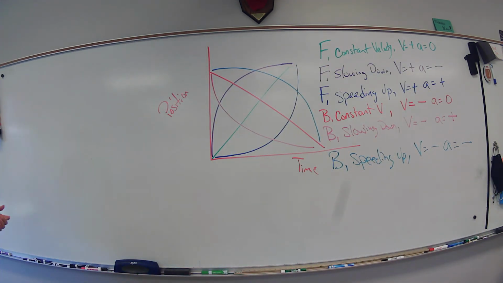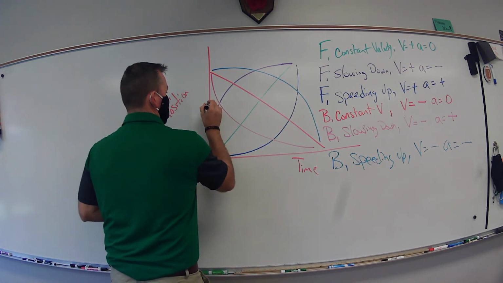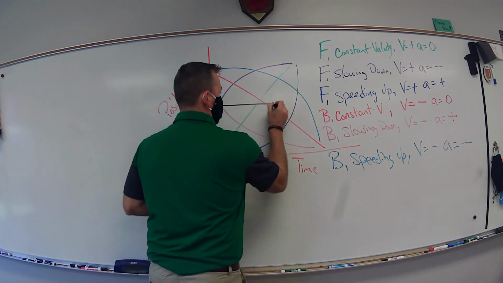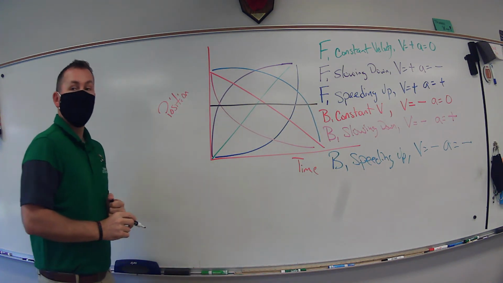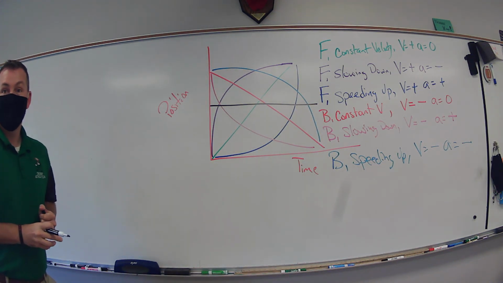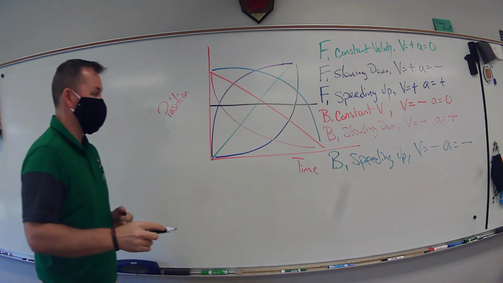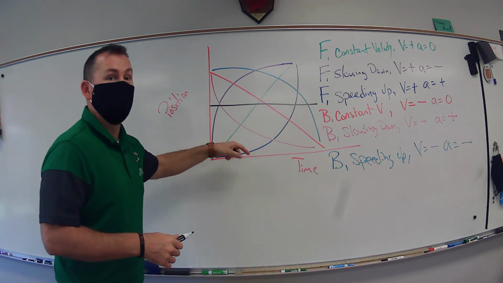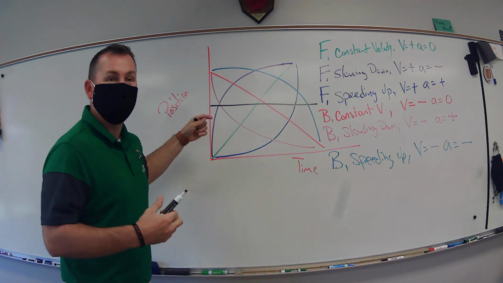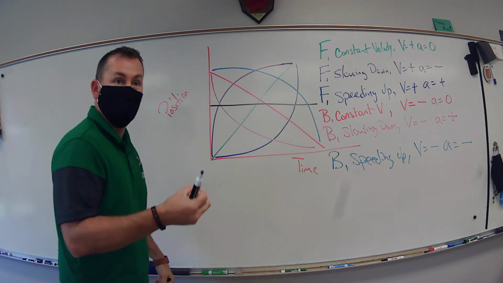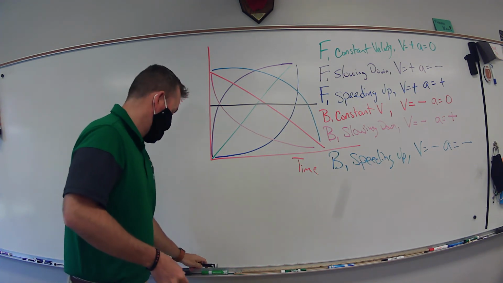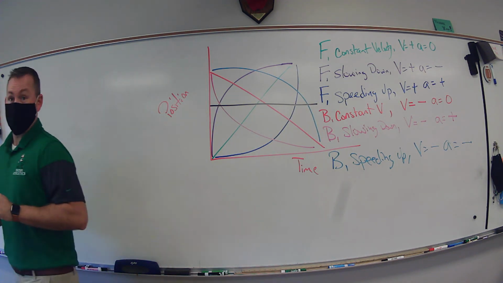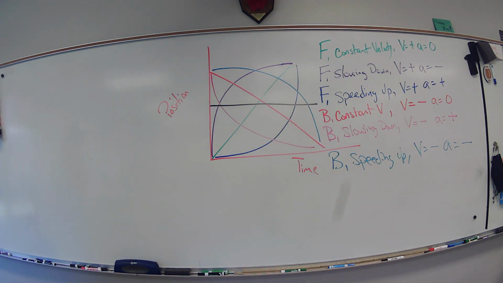And then last but not least, what about this one? What's this one showing us? The black line. What's the black line showing us? Is it moving forwards or backwards? No. Is it moving at all? No. So my velocity is 0. My acceleration is 0. It is at rest. Make sense? Okay. Hopefully that's a little crash course for you.